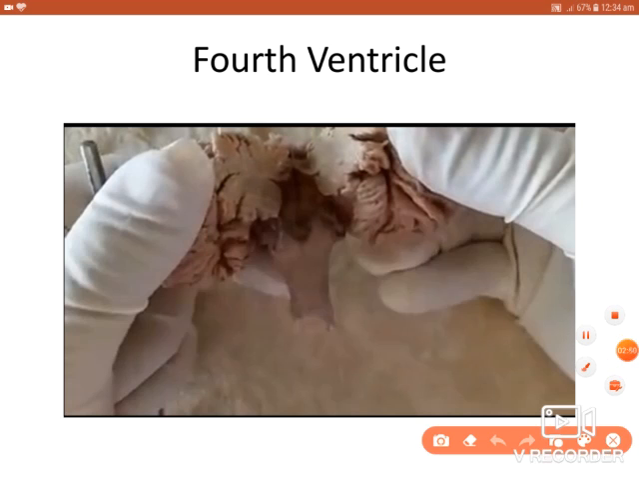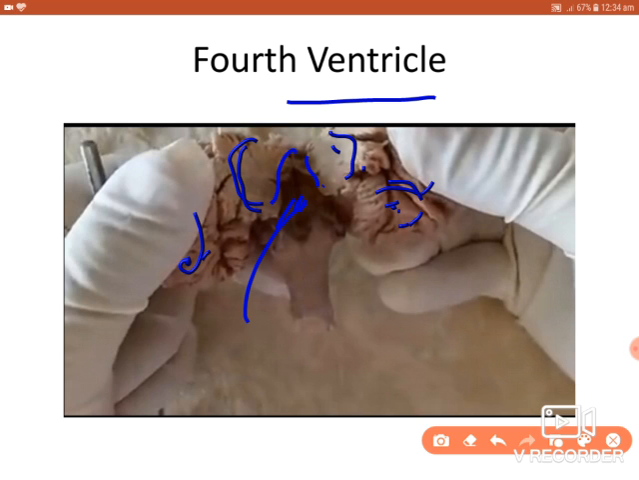Then in this figure, this is the cerebellum. This is the cerebellar hemispheres. This part is the vermis. So they made a cut through the vermis. Here this is the medulla. Here we'll get the pons. Then you're seeing this cavity here. This one is the fourth ventricle. So this area forms the roof. Here this area forms the floor of the fourth ventricle. So this is the roof. Here there is the floor.